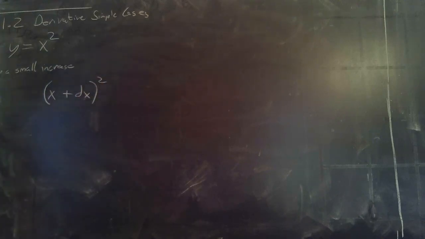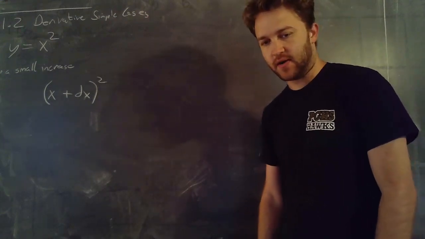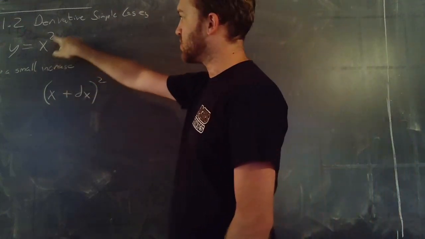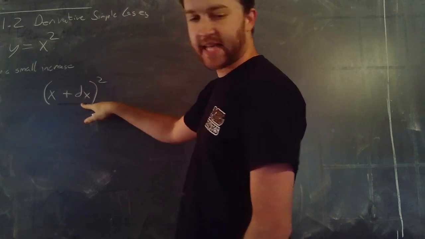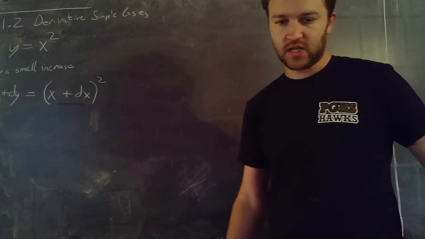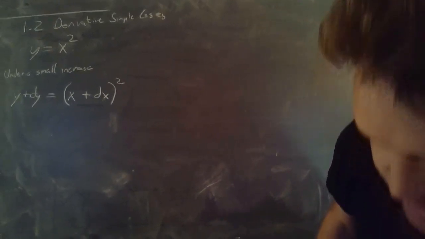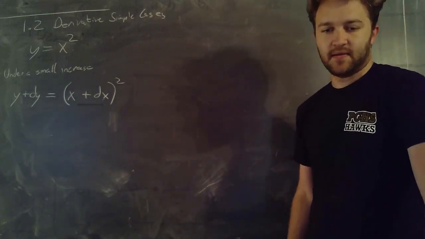So we'll have this (x plus dx) squared instead of just x squared, because it's the same function. We take a number and we square it. So here we just increase that number by a little bit and we square it. What that's going to lead us to is some small difference in y. That's because a small change in the independent variable will lead to a small change in the dependent variable as a response.